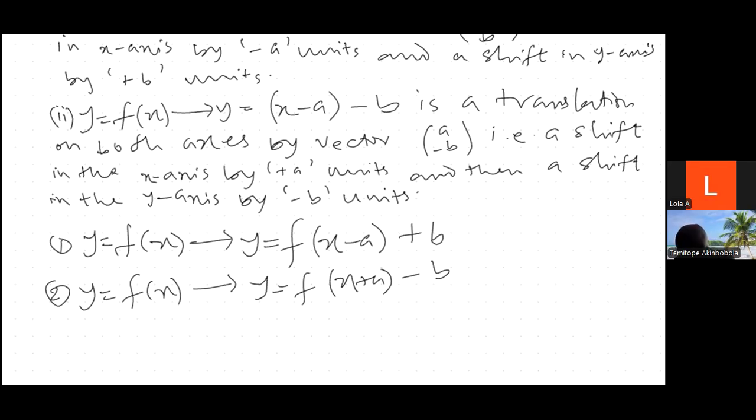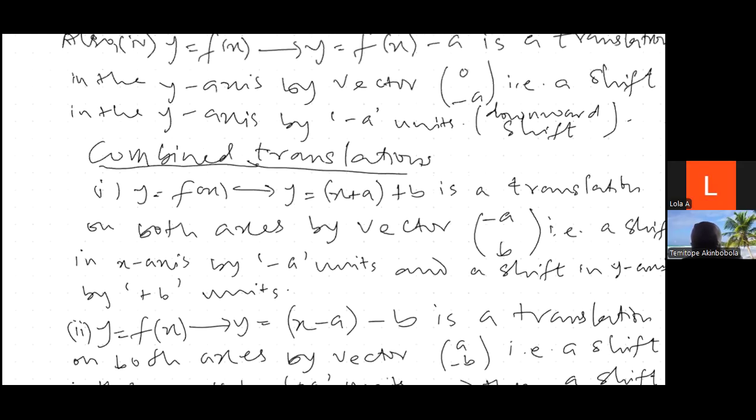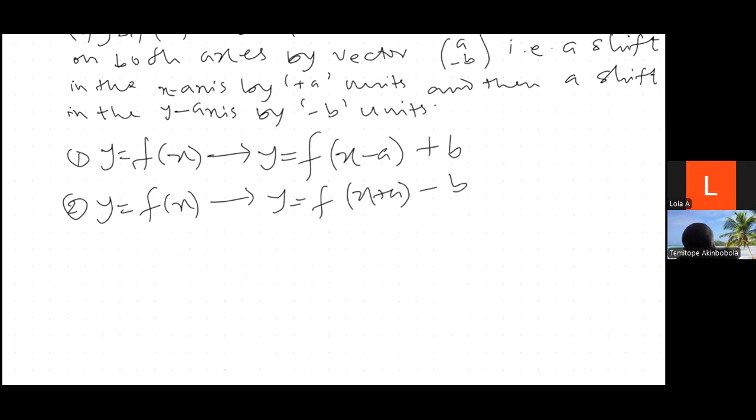So for the first one, you're going to the right and upwards. No, I want you to say it this way, the way I mentioned it first. That will be a translation by both axes by vector a, b. You mean the first, number one? A shift in the x-axis to the right and upwards in the y-axis. Very good.